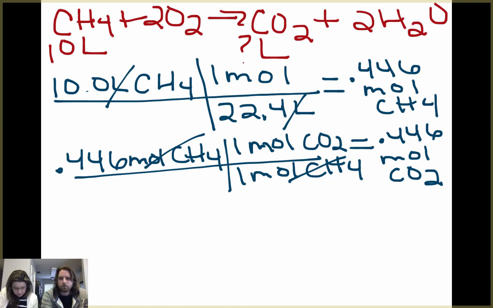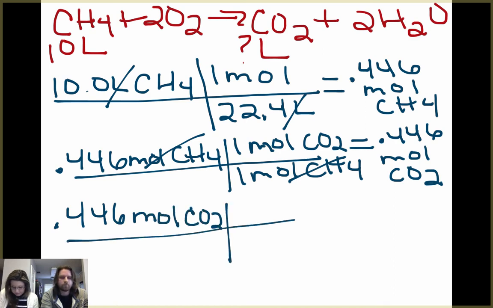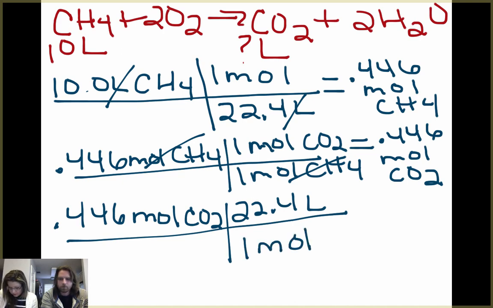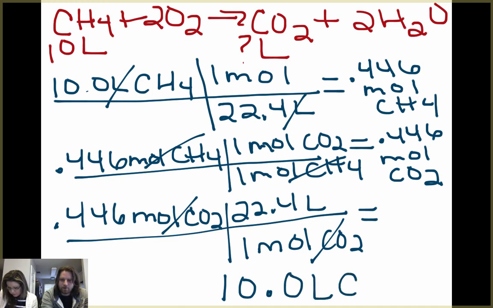Yep, so then one more step, right? One more step, because we want to go to liters. So 0.446 moles of CO2, and I'm going to liters, so I need 22.4 in the numerator. Oh, this is super messy. 0.446 moles of CO2, and I end up with... What do we end up with? We end up with 10 liters of carbon dioxide.